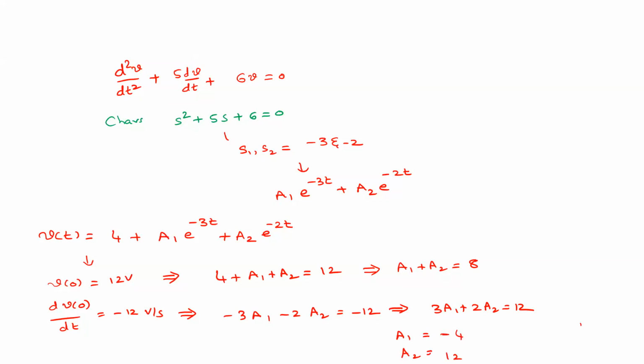Okay. Understood. So now what is the overall solution V of t? 4 plus, what is A1? Minus 4, sir. Minus 4 e power minus 3t. We will start with plus word.